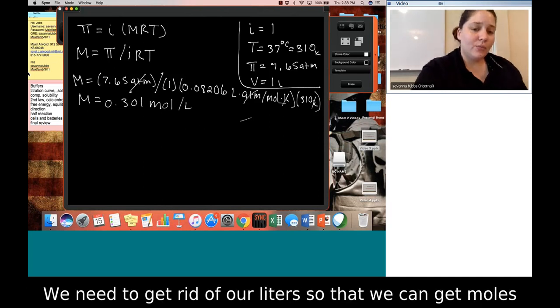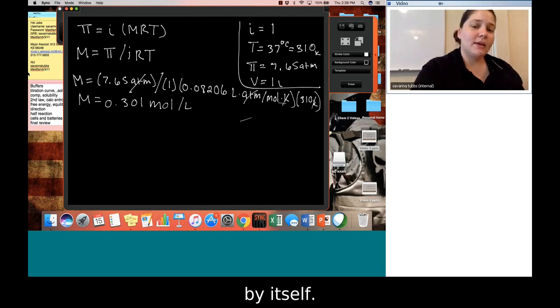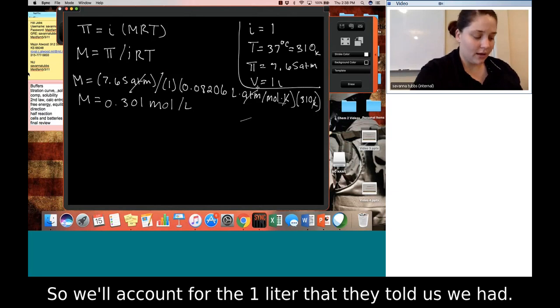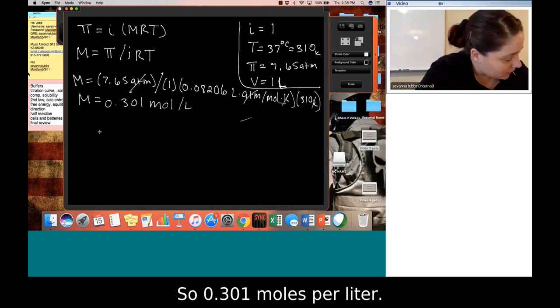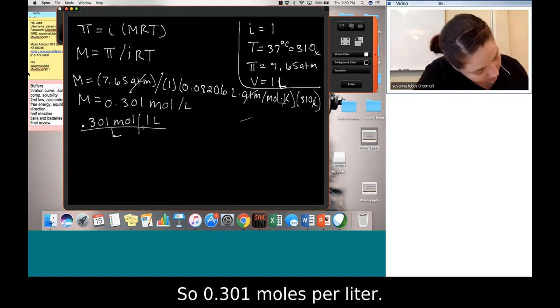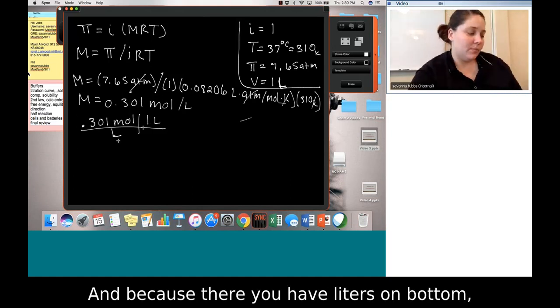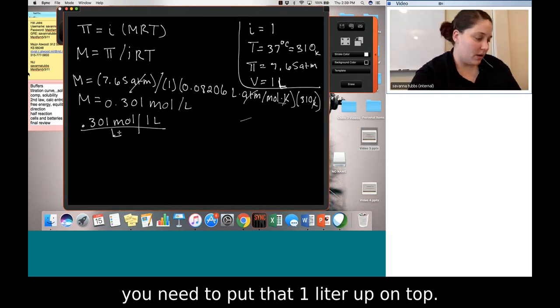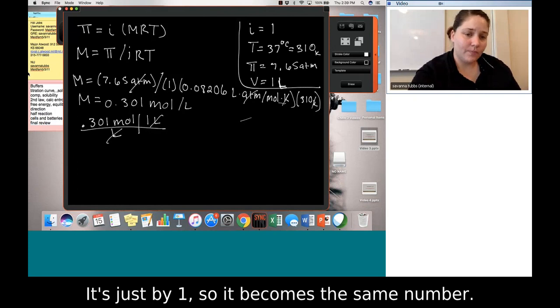We need to get rid of our liters so that we can get moles by itself. So we'll take account for the 1 liter that they told us we had. So 0.301 moles per liter. Because you have liters on the bottom, you need to put that 1 liter up on top. Liters will cancel out. It's just by 1, so it becomes the same number.